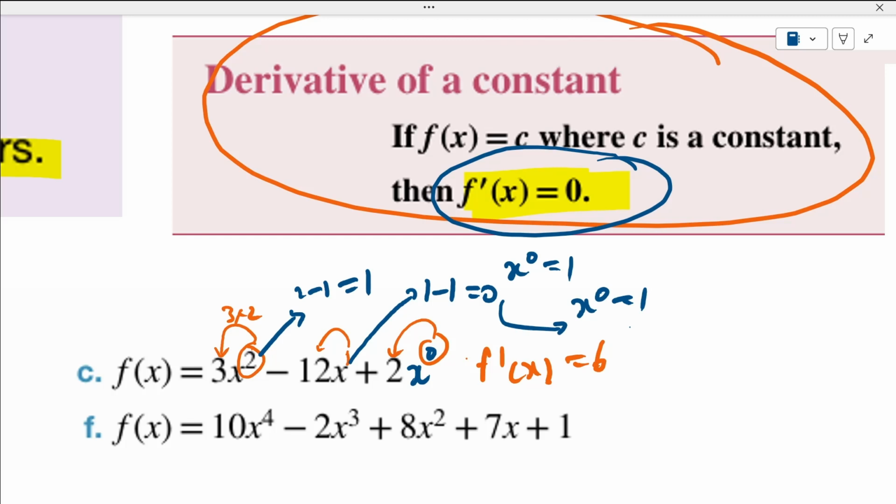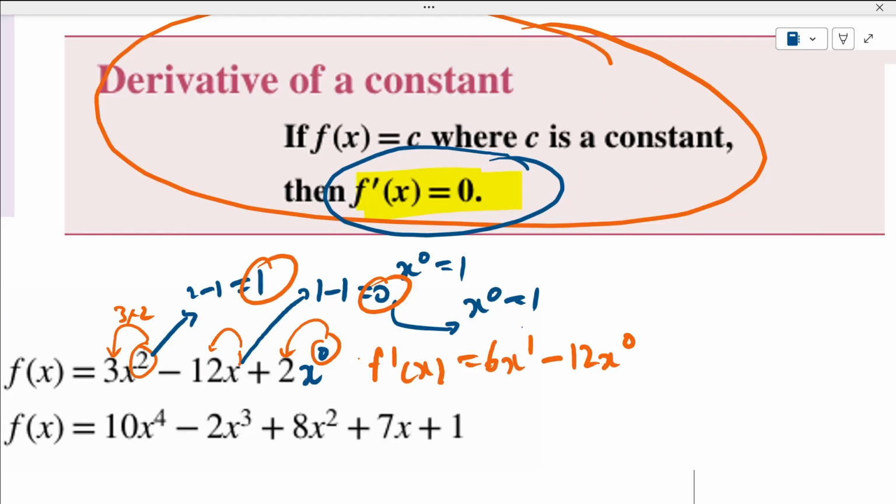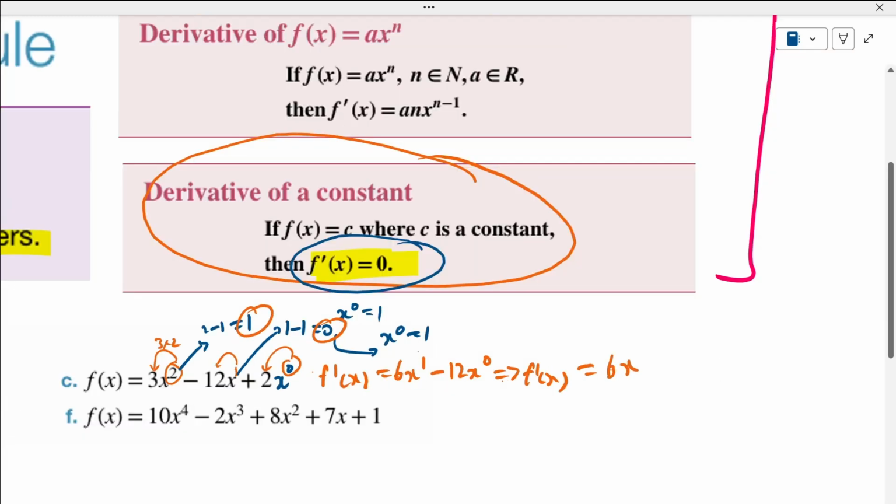So you know that f dash of x is going to be 6 times x to the power of 1, because we know our new power now is 1, minus 12 times x to the power of 0, because we know our new power is 0. Then our constant just disappears, so we don't need to include that. And now we can further simplify this into f dash of x equals 6x minus 12.